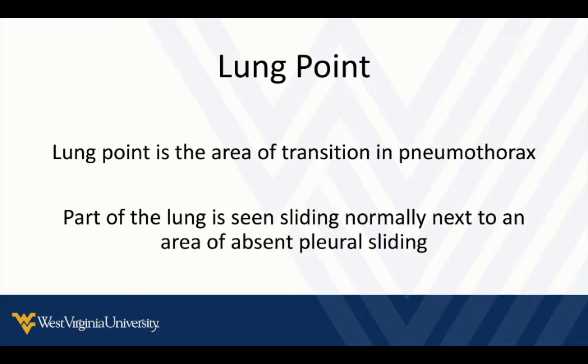Now the next little thing you can see in pneumothorax is lung point, and lung point is the area of transition in pneumothorax. Just like where we can see the attachment on a CT or an x-ray where the lung is up and there's a transition where the lung is up to where it's down, lung point is the ultrasound equivalent of that. Part of the lung is seen sliding normally next to an area of absent pleural sliding. Let's take a look.